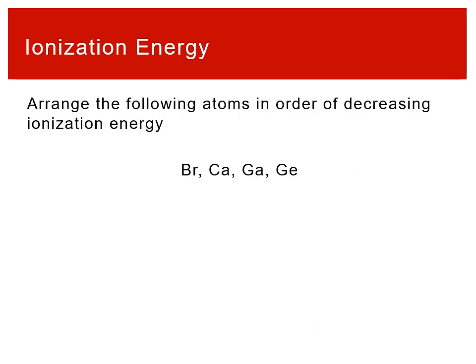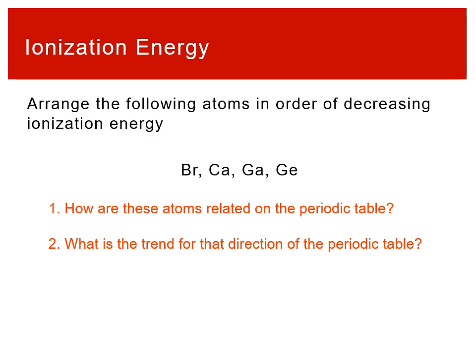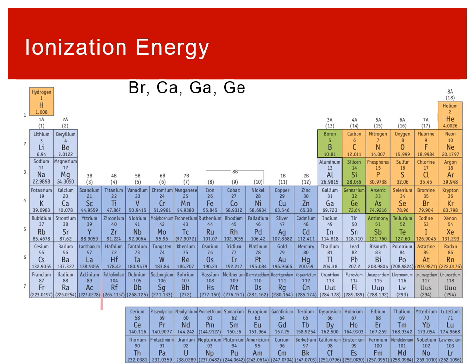With that in mind, we want to take a look at working through some examples of arranging our atoms by ionization energy. So we've got bromine, calcium, gallium, and germanium. When we're looking at periodic trends, the first question is always, how are these atoms related on the periodic table? So bromine, calcium, gallium, germanium, where are they on the periodic table? What does that look like? And then what's the trend for that direction of the periodic table? All right, so I've got Br, Ca, Ga, and Ge. I want to find where they are on the periodic table.